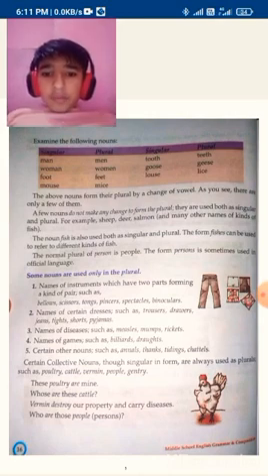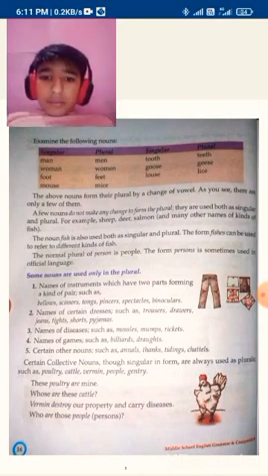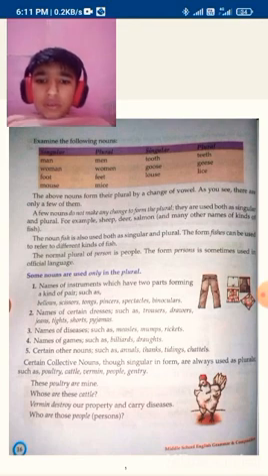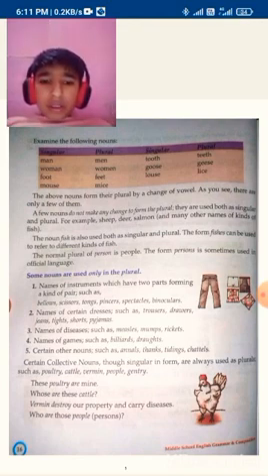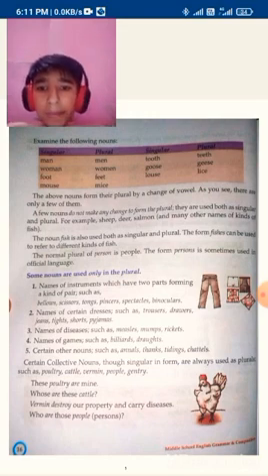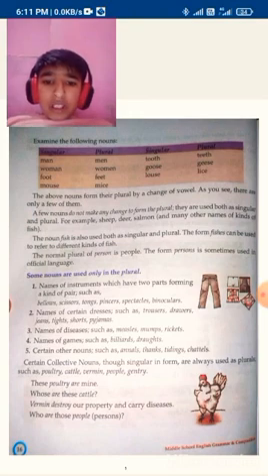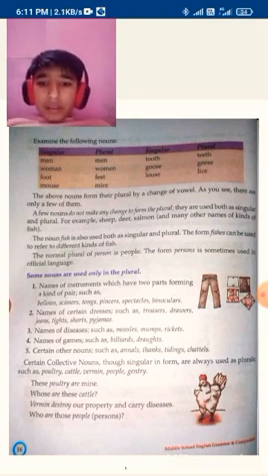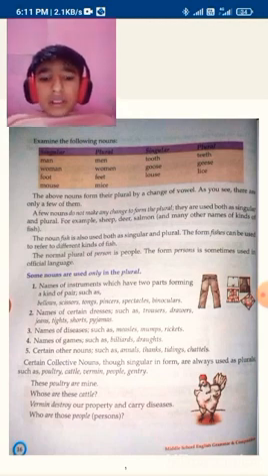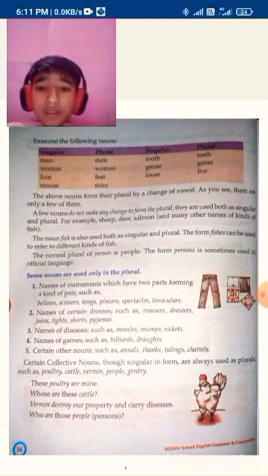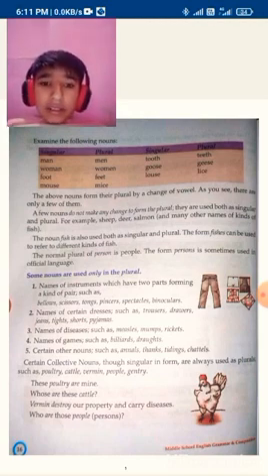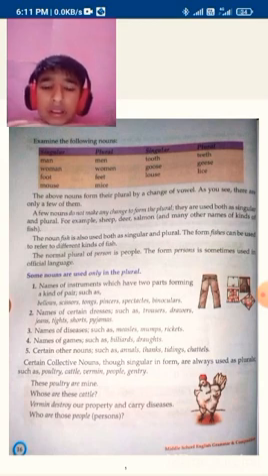Examine the following nouns: man, men; woman, women; foot, feet; mouse, mice; tooth, teeth; goose, geese; louse, lice. The above nouns form the plural by change of vowel. As we see, there are only a few of them. As we can observe, only the vowels are changed in this table, like tooth, teeth.